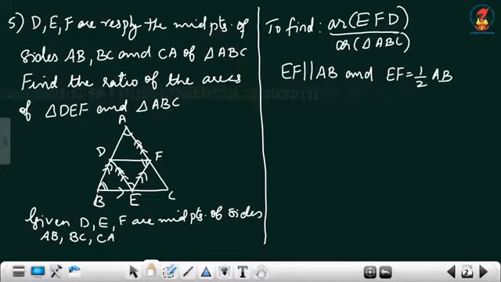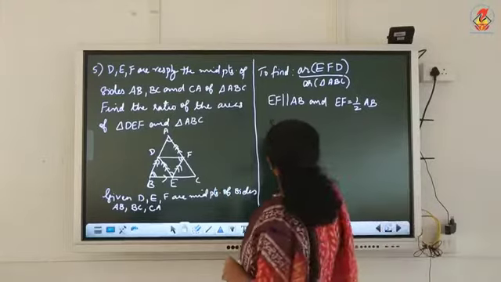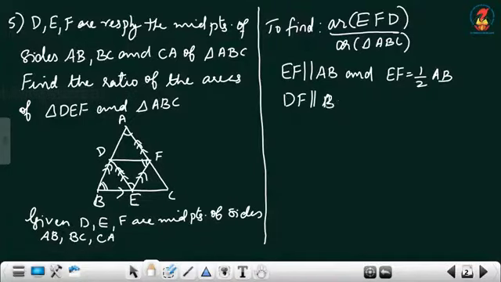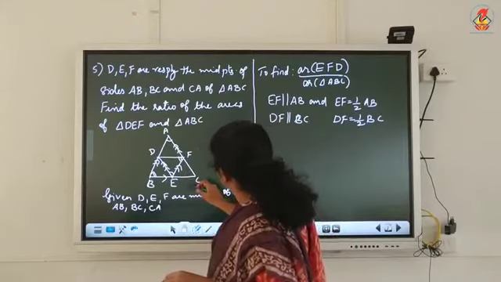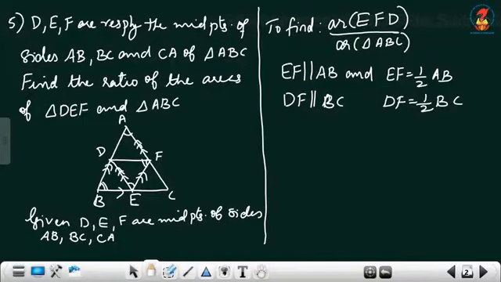Similarly, DF is parallel to BC and DF is equal to half of BC. Next is DE. DE is parallel to AC and DE is equal to half of AC.